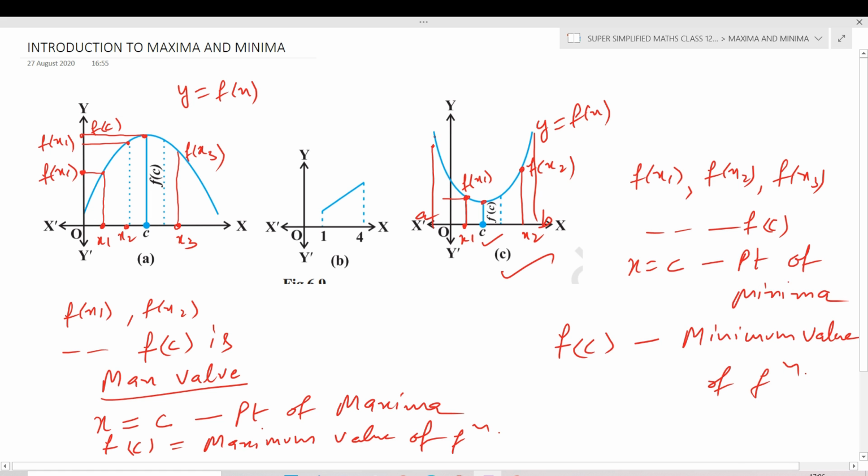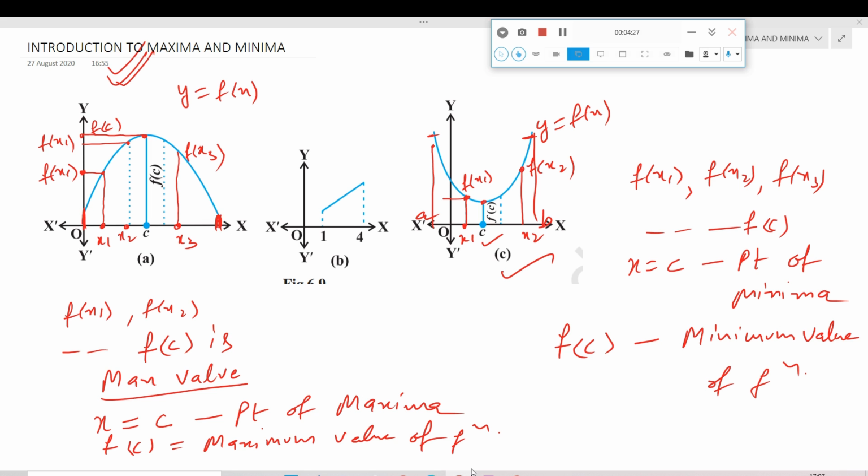So we are considering only this branch of the function from here to here. And look at this particular case, here also we are considering from this point to this point, only this branch of the function. So we are considering this function in a very small branch, and in that branch we are finding at what point the function attains its maximum value, that is the point of maxima, and at what point the function attains its minimum value, that is the point of minima.